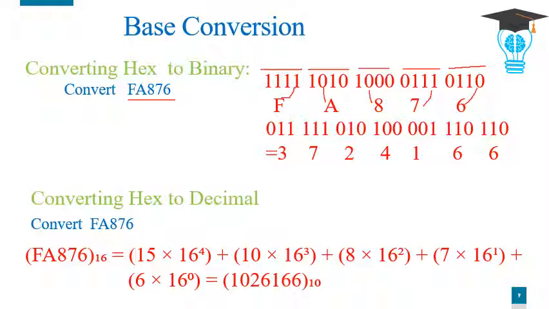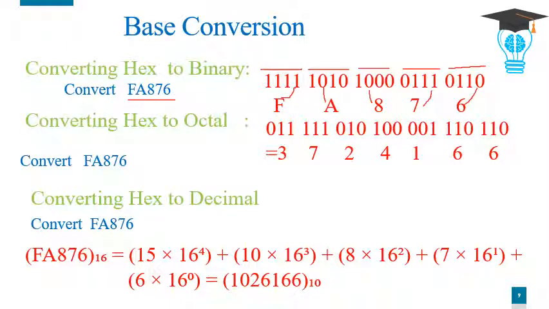Now convert this hexadecimal to octal. The same binary number what you have converted, make it groups of 3 bits and convert it back to decimal. So 3 group, 110 is 6, 110 is 6, 001 is 1, 100 is 4, 010 is 2, 111 is 7, 011 is 3. So equivalent of FA876 in terms of octal is 3724166.